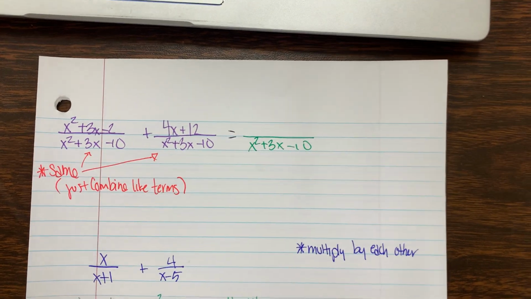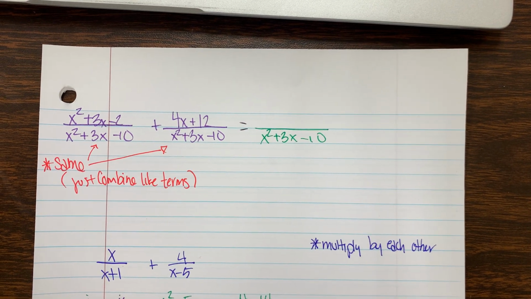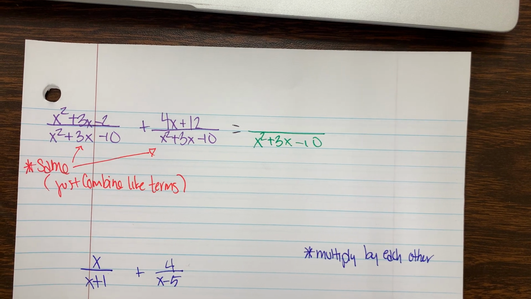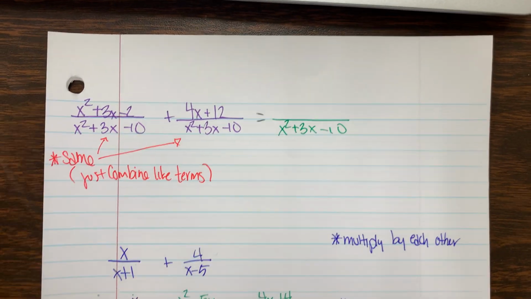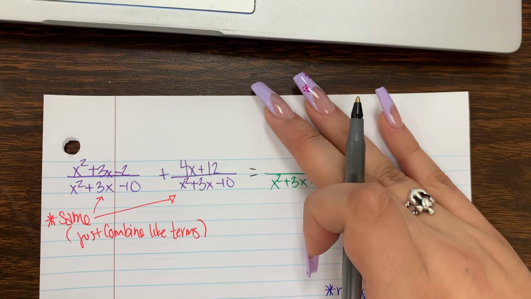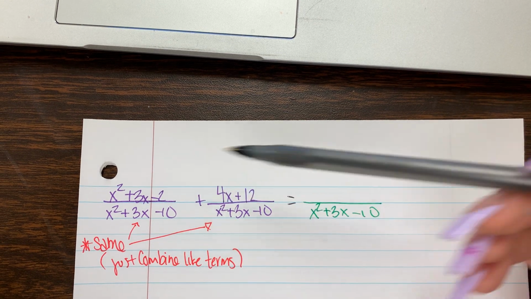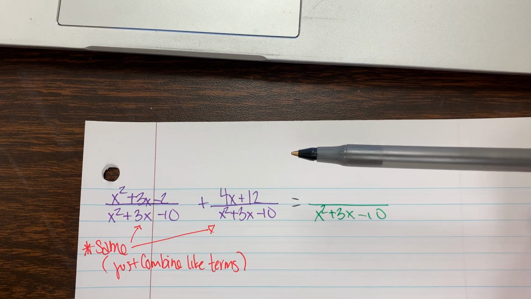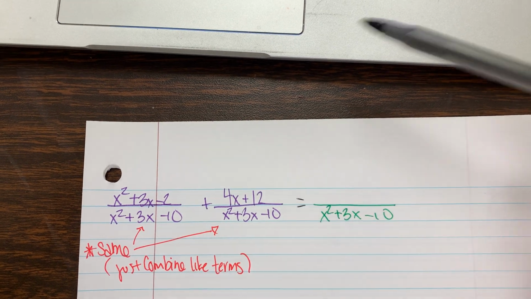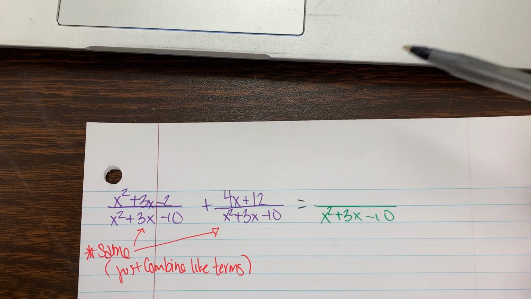So today we talked about adding and subtracting rational functions, and much like when we were adding and subtracting fractions, the rules still apply, they stay the same. So we had similar examples to the one at the top where the denominator would be the same. So we have x squared plus 3x minus 2 over x squared plus 3x minus 10, adding to 4x plus 12 over x squared plus 3x minus 10.